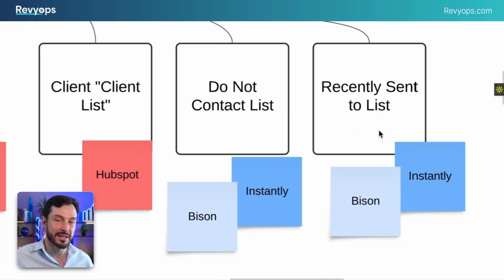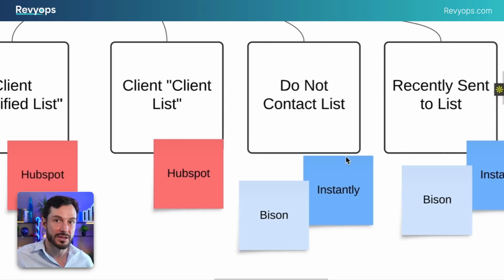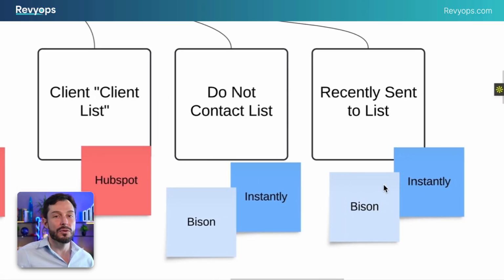And same thing with recently sent to lists. Even though you have scraped them and loaded them into the sequencer and you've recently sent to them, you don't want to send to people more than every, say, 60 to 90 days, because you're going to burn out your total addressable market. So you certainly want to make sure you know when you last sent to them.